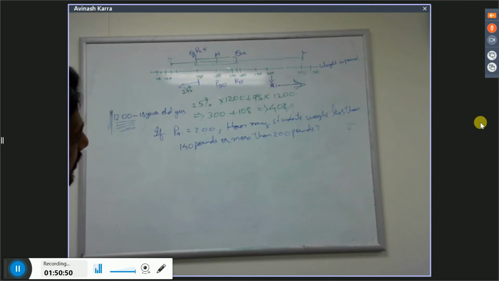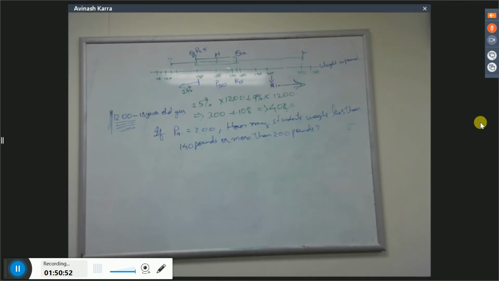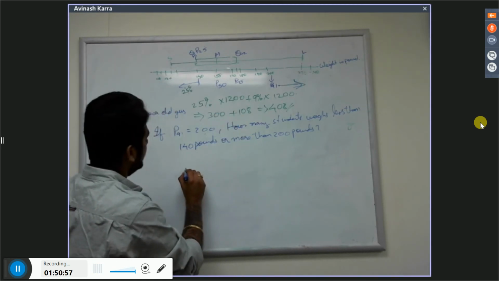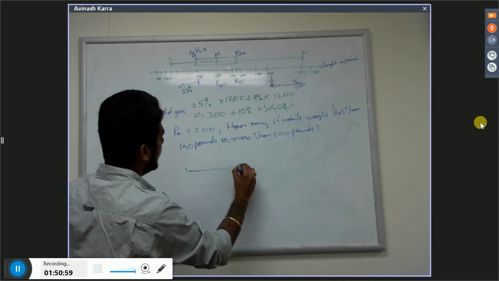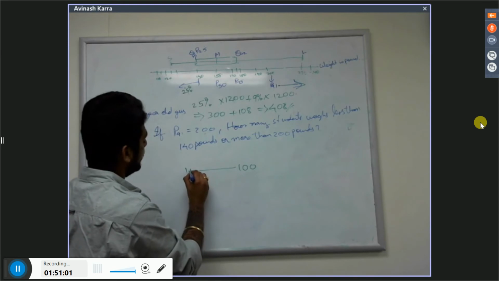Sorry? How do you know it's 9%? See, normally percentile is in between 1 to 100, right? That is what percentile is.